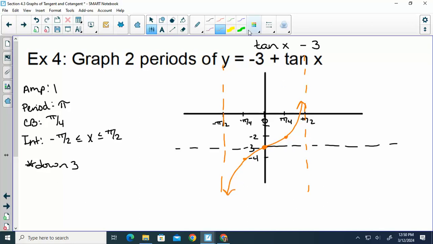Now, I asked for 2 periods, so what do we have to do? Do it again. We can add it in either direction, or if you really wanted to be fun, you could do half in each direction. But we just really need 4 more points. Added challenge. Okay, so if I keep adding my pi over 4, that would be 3 pi over 4, pi, 5 pi over 4, 6 pi over 4 is 3 pi over 2.